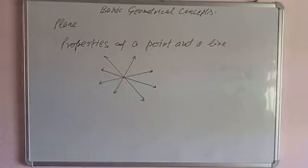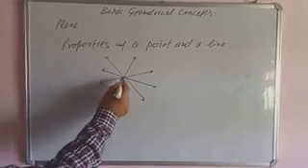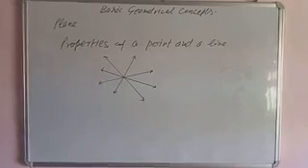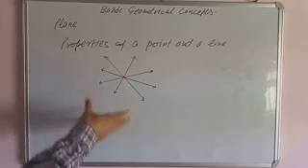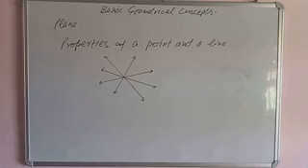So an unlimited number of lines can be drawn passing through a given point in a plane. Suppose there is a point given in a plane, and how many lines can we draw from this point? A number of lines, unlimited lines, countless lines. So it is the first property of a point and a line.